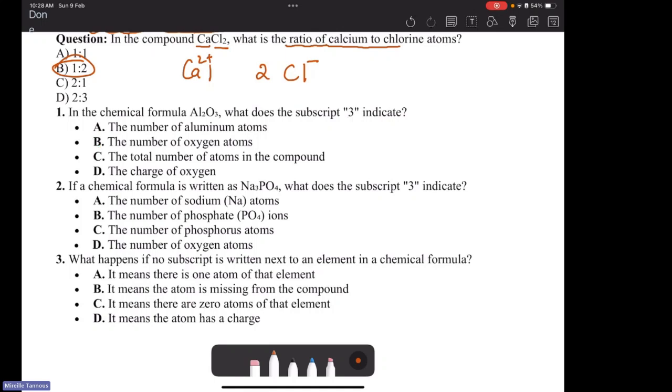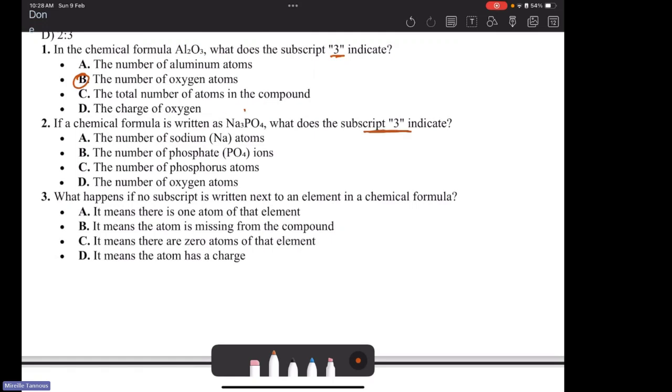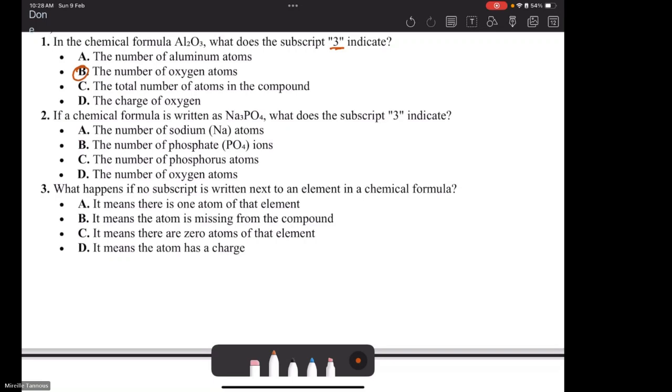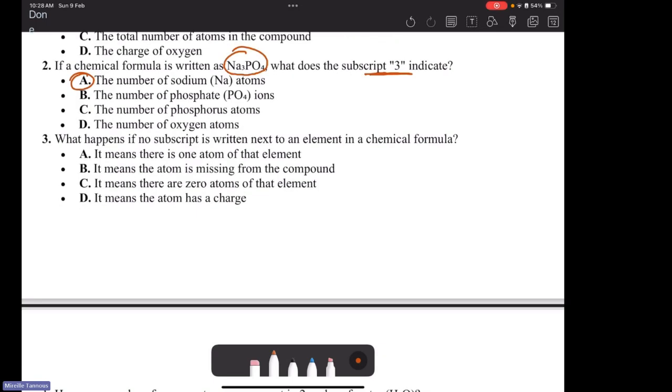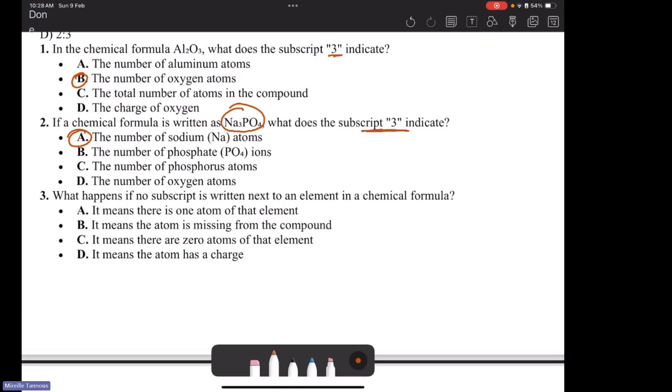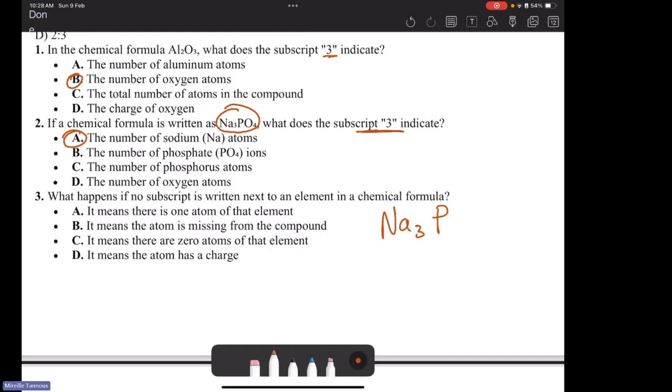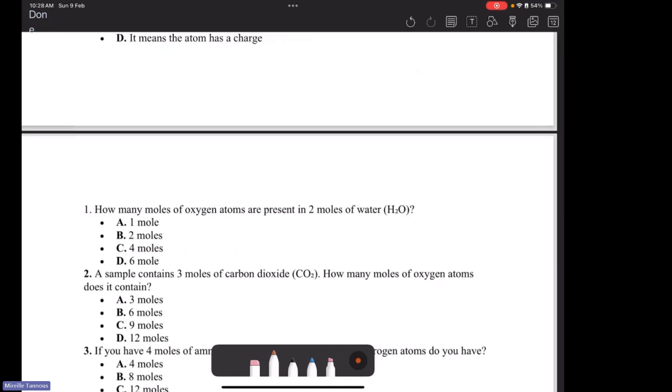Next, another subscript in the formula, what does it indicate? It indicates how many sodium and Al I have in this compound. So it is A. What happens if no subscript is written next to an element in a chemical formula? For example, here there is no subscript written next to P. It means that I have only one of this, so one atom of that element in the formula. So it is A.